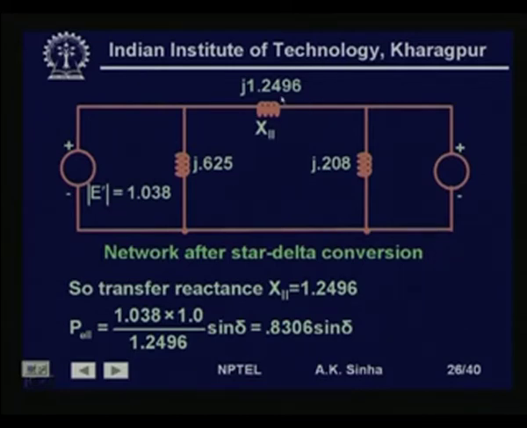If we do that, then we have the transfer reactance here as j 1.2496. So, this is now the transfer reactance between this voltage behind the transient reactance of the machine and the infinite bus, and therefore, we will have the power angle characteristics for the faulted period given by P E 2 is equal to 1.038 into 1 divided by 1.2496. This is the reactance, this is the E dash, and this is V into sin delta.